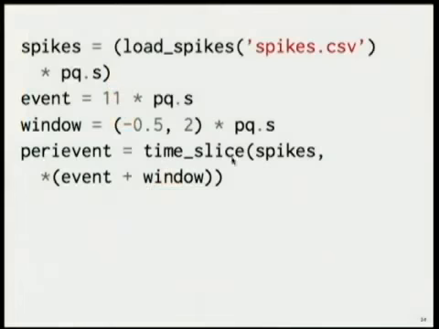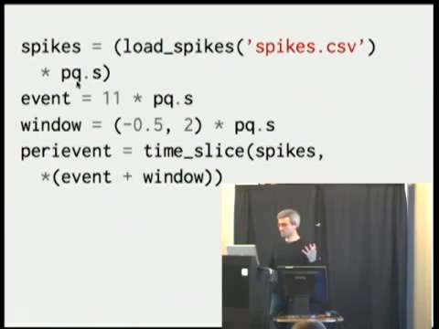What my code looks like is that I do the same load spikes function, but then I explicitly tell my code what unit these are in. In this case, it's in seconds. I say that my event happens at 11 seconds. I'm looking at a window from 0.5 seconds before to 2 seconds after.